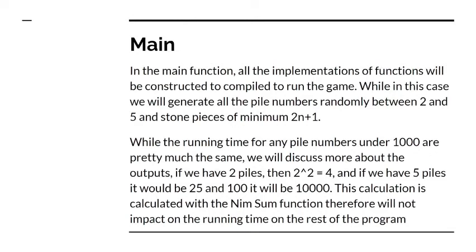While the running time for any pile number under 1000 is pretty much the same, we will discuss more about the output. If I have 2 piles, then the steps it takes for the computer to compute will be 2 to the power of 2, under the rule of n to the power of 2, and that is 4. And if I have 5 piles, that will be 25, and 100 piles will be 10k.